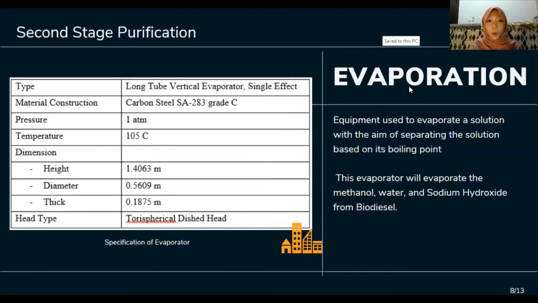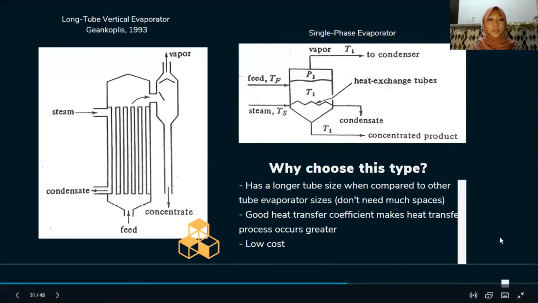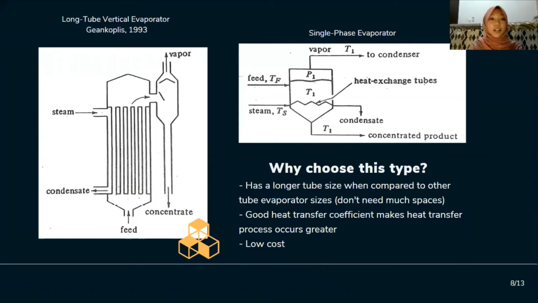We use a long tube vertical evaporator with single phase effect type, and for the material of construction we use carbon steel SA 283 grade C. The pressure condition is 1 atm, the temperature is 105 degrees Celsius, and for the dimensions, the height is 1.4 meters, the diameter is 0.56 meters, and the thickness is 0.18 meters. The head type is a torispherical dished head. And this is the feature of the long tube vertical evaporator and single phase evaporator, from Coulson and Richardson 1993.